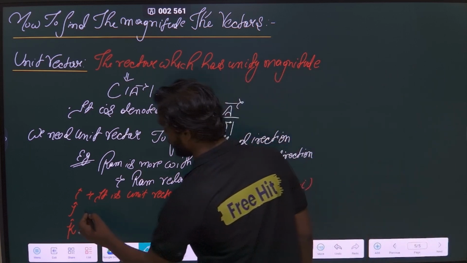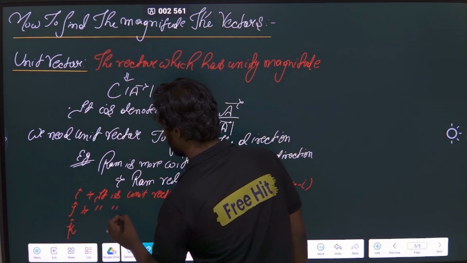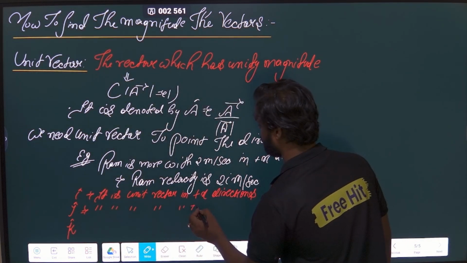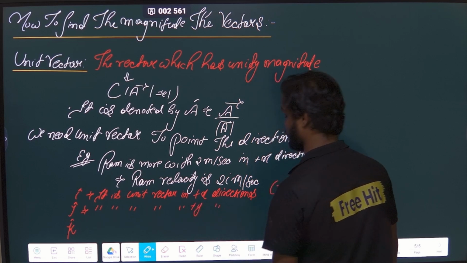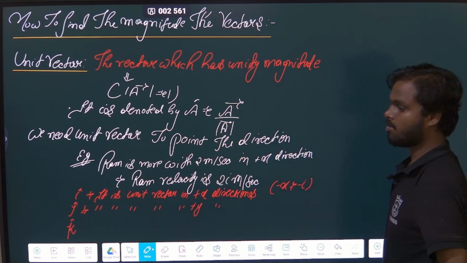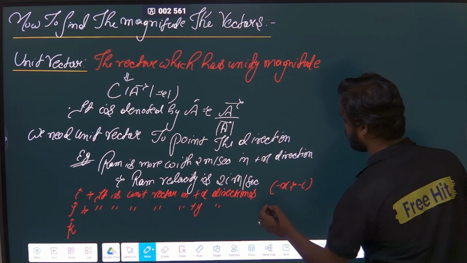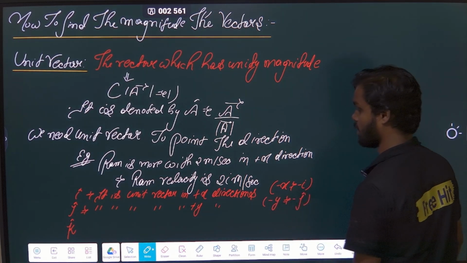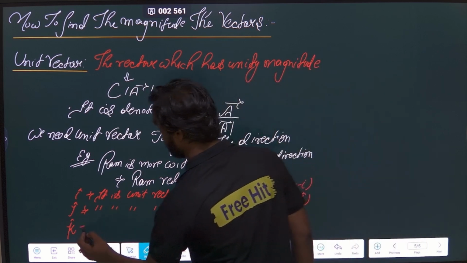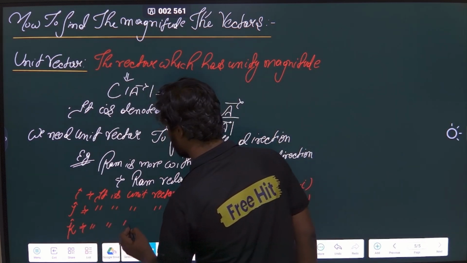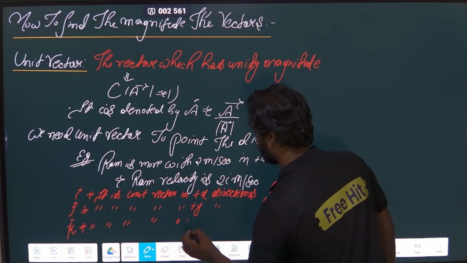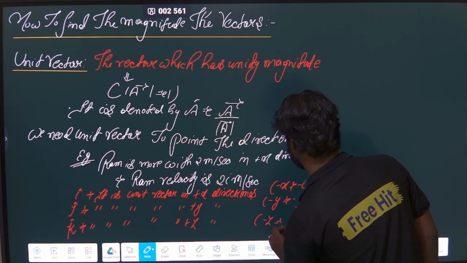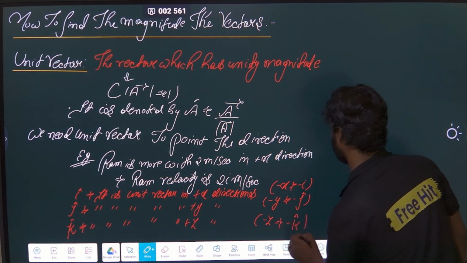Similarly, what is j cap? It is a unit vector in plus y direction, and for minus y direction this will be minus j cap. Similarly, k cap is the unit vector in plus z direction, and minus z is equal to minus k cap.